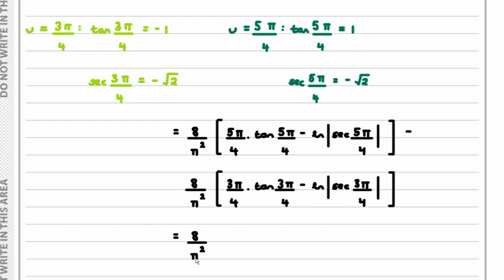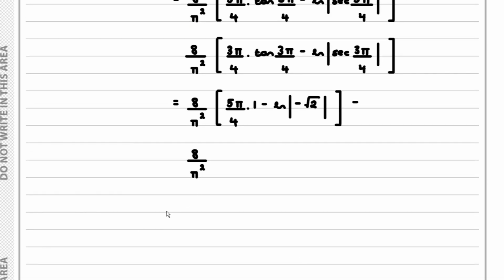So we have a over pi squared multiplied by 5 pi over 4 times by 1, subtract the natural log of the mod of -√2, subtract a over pi squared times by 3 pi over 4 times by -1, subtract the natural log of the mod of -√2.